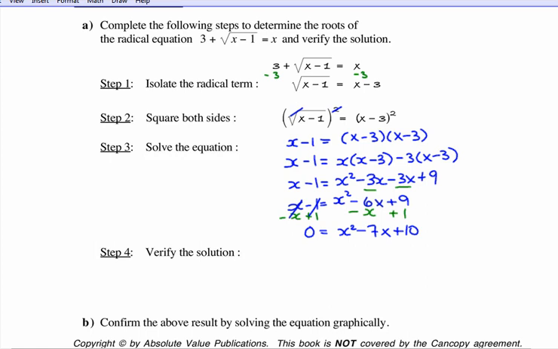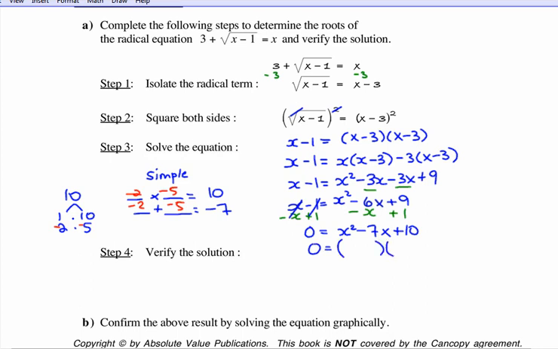Now this is a simple trinomial because the number in front of x squared is 1, the coefficient's 1. So we want two numbers that multiply to the last, which is 10, and add to negative 7. If we make our factor tree, 1 times 10, 2 times 5, we want to multiply to a positive 10. So we need two negatives in order to add to a negative but multiply to positive. Negative 2 and negative 5. So we have 0 is equal to, going straight to factored form, x minus 2 and x minus 5.